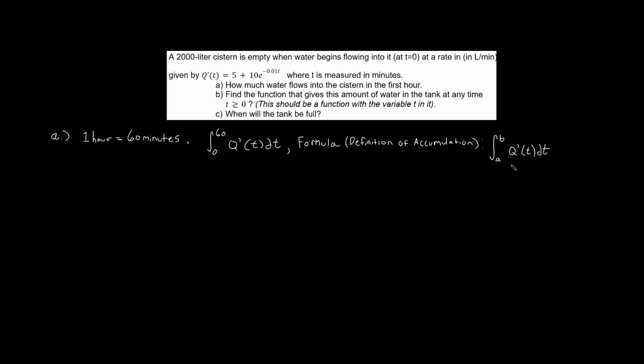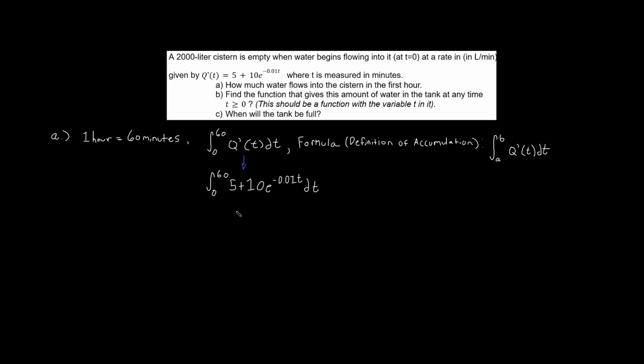Now the question is, what is q prime of t? Well, q prime of t is given to us right here: 5 plus 10e to the power of negative 0.01 t. Let's go ahead and write that out. Now really what we're doing is we're just bringing this down, but instead of writing q prime of t, we're going to write the function. Cool, so this is the setup of our integral.